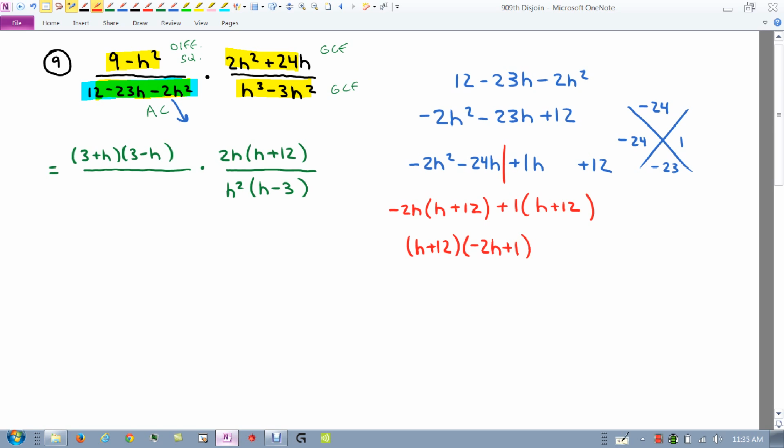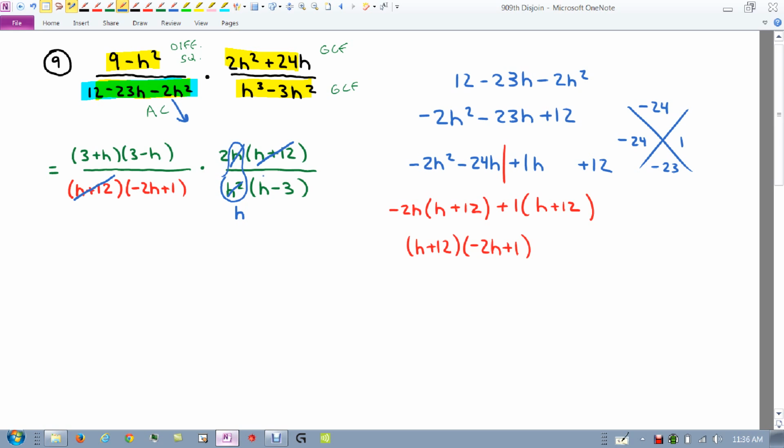All right, we're looking good here. Now, come back over here and let's insert that. H plus 12, negative 2h plus 1. All right, let's try and cancel here. I see an exact match here. I've got an h plus 12, h plus 12. I also notice here I've got an h over h squared. That's going to cancel out. I'm going to have 1h left on the bottom.